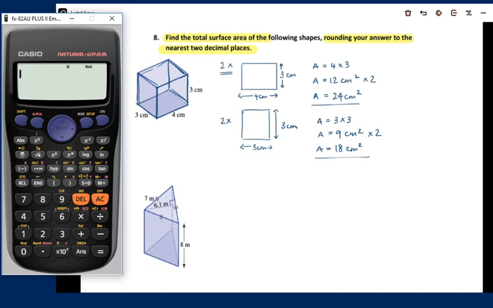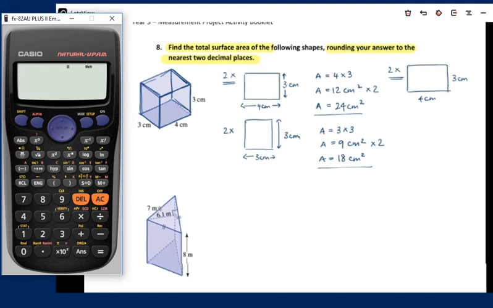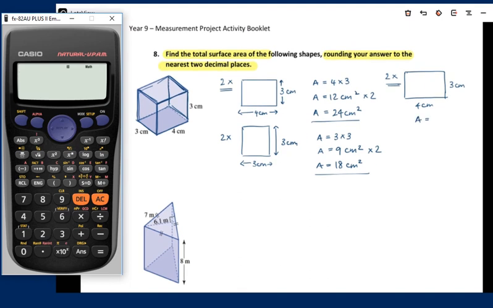And then lastly, we've got the top. So again, tracing the dimensions here, I can see that the top has the lengths 3 centimeters and 4 centimeters. Again, I've got 2 of those because the top and the bottom have the same dimensions. So finding the area of that, I've got 3 times 4, area is equal to 12 centimeters squared. And then multiplying that by 2, area is equal to 24 centimeters squared.